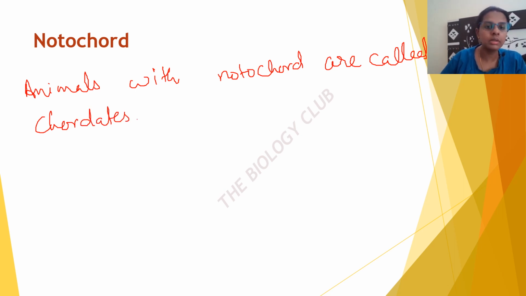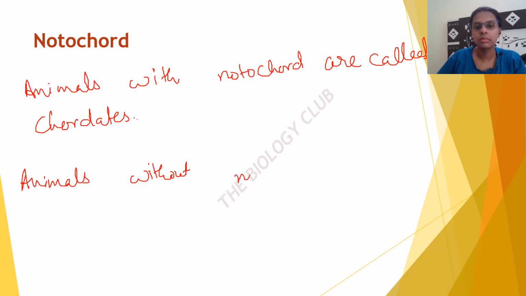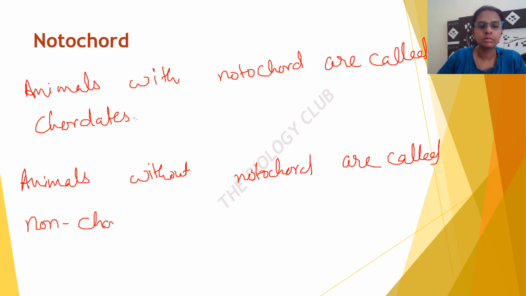And animals without notochord are called non-chordates. For example, Porifera to echinoderms, everything that comes in between are what? Non-chordates, right? So let's see how it looks.